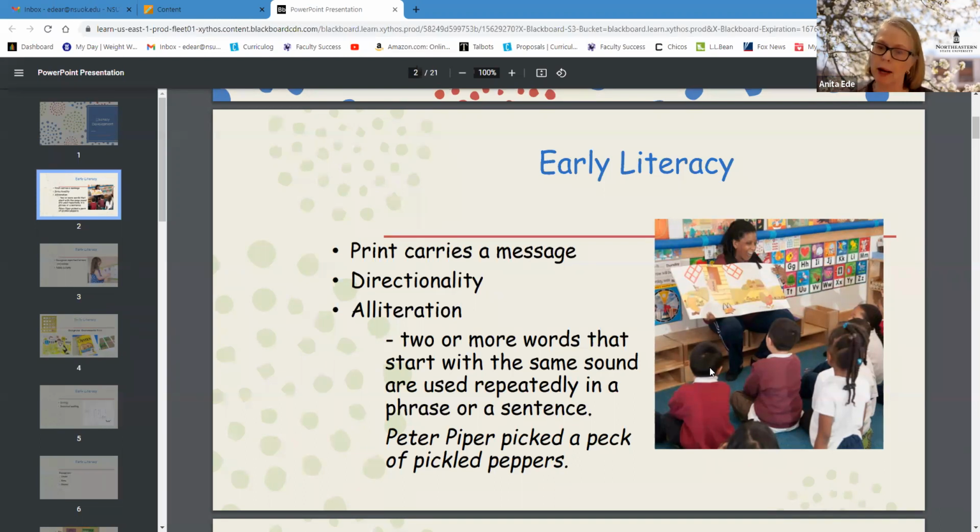The other thing to know is the term alliteration. That's where you have two or more words that start with the same sound, and they're used over and over and over. Alliteration. Peter Piper picked a peck of pickled peppers. That is a good example of alliteration, where you have that P sound repeated over and over and over.